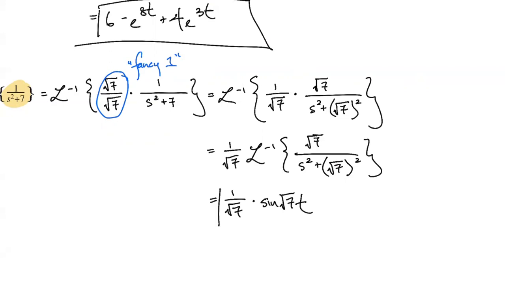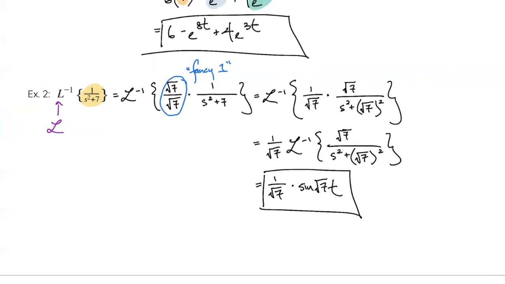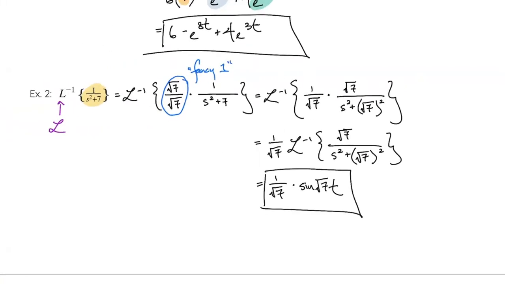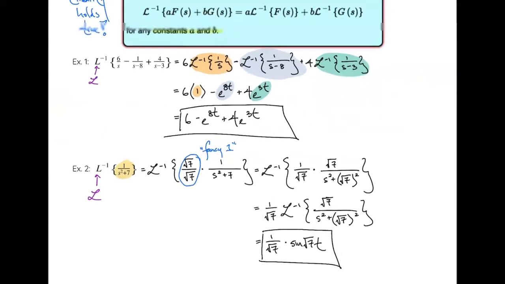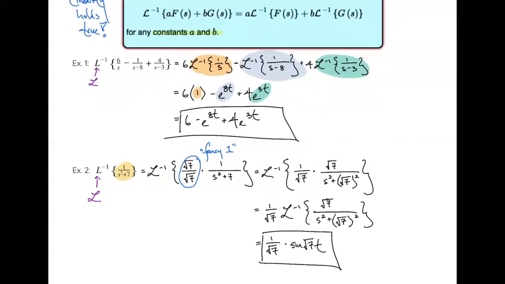Okay. And so this would be the original function that we took the Laplace transform of to end up with 1 over s squared plus 7. All right. So let's get these 2 questions on one page for you. And let's see if there are any questions from you before we continue on our merry way of example.